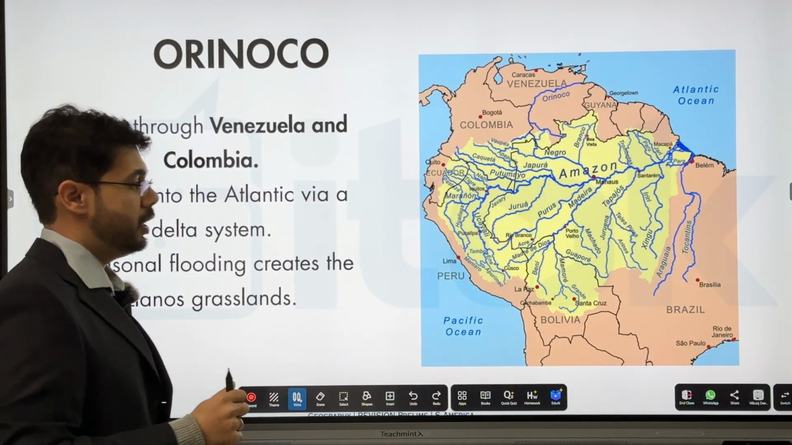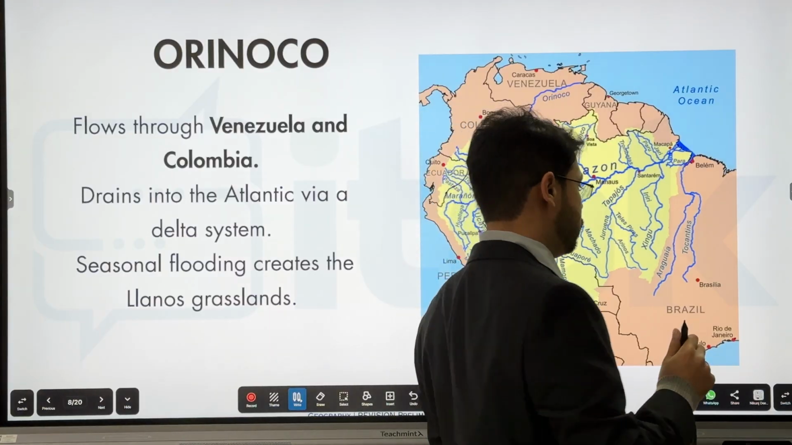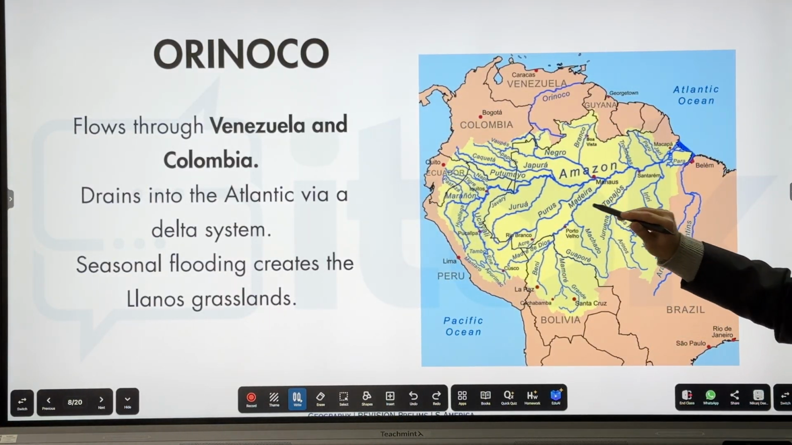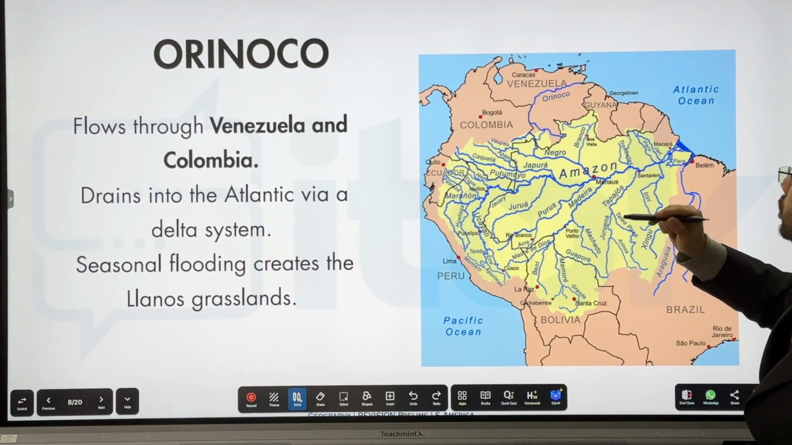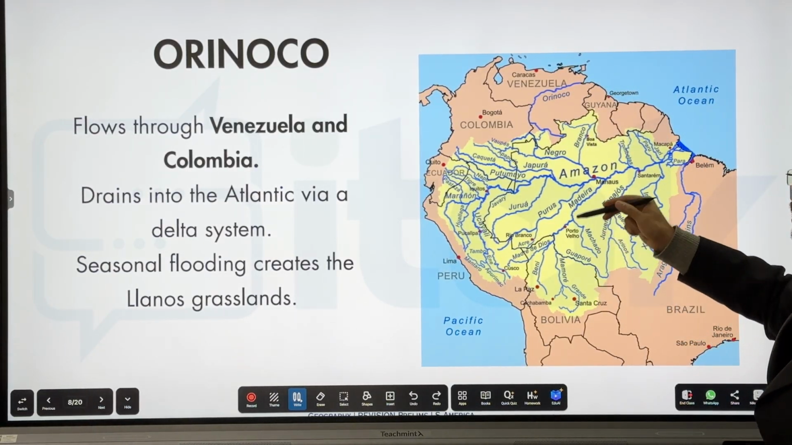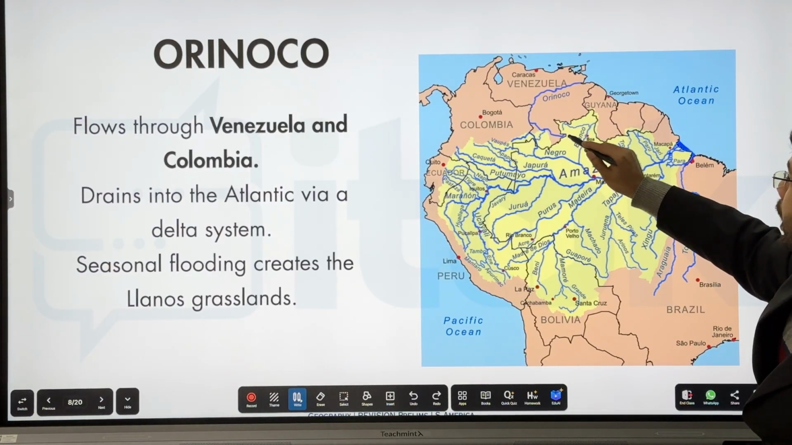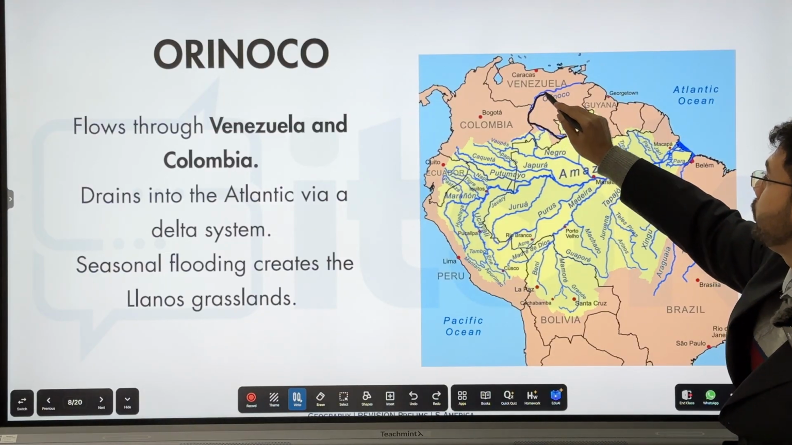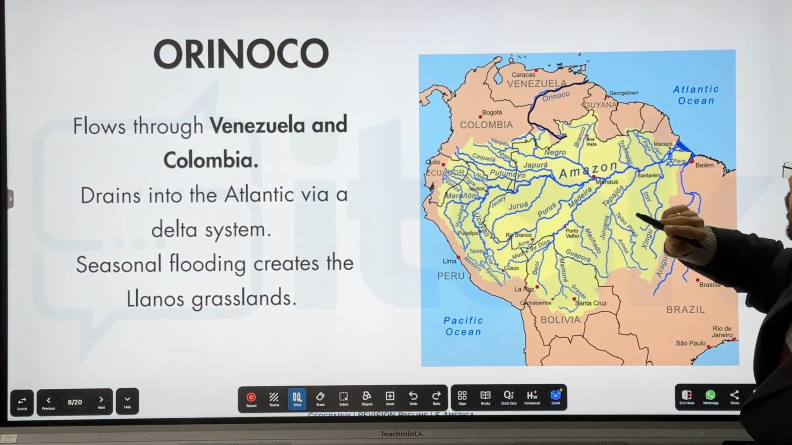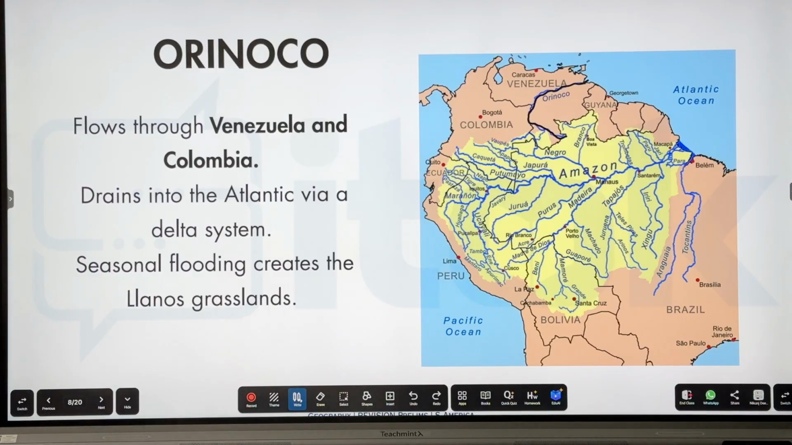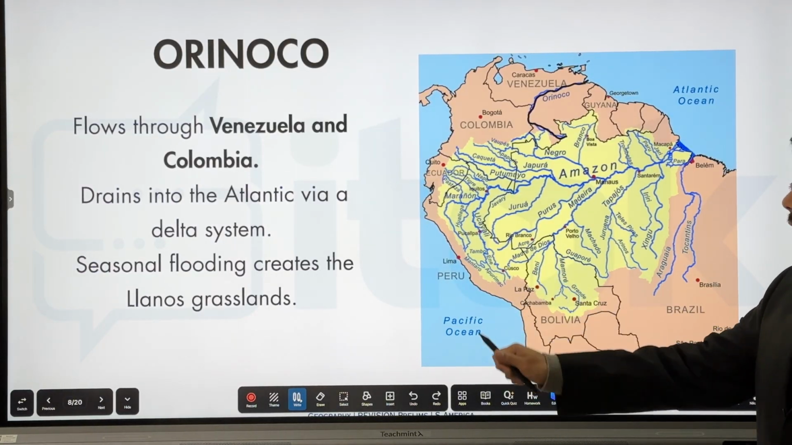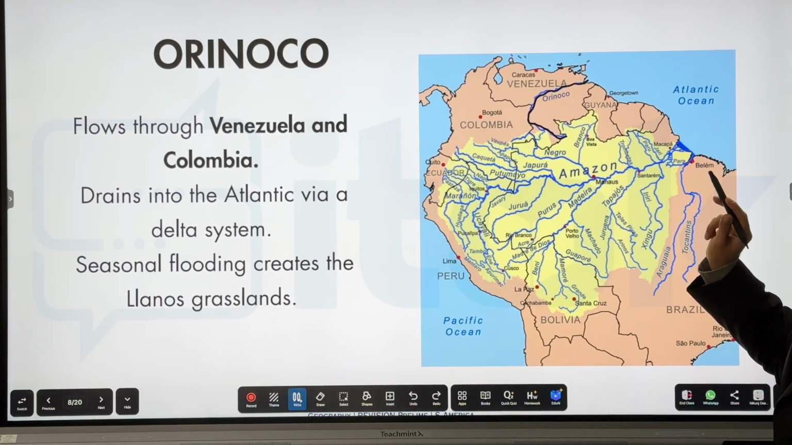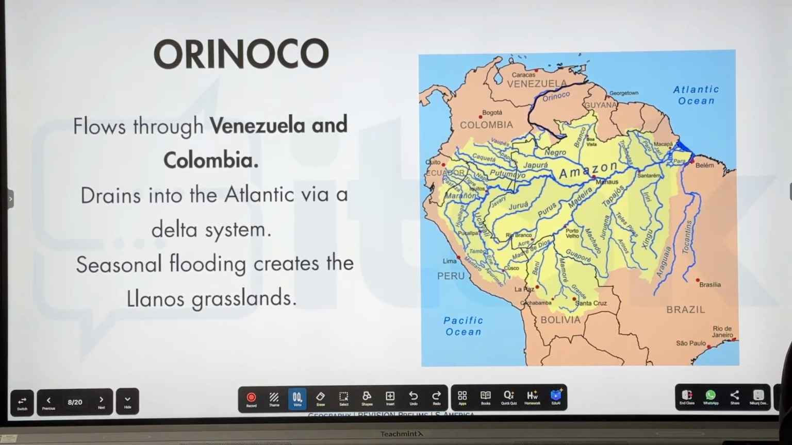Now, Orinoco is another very important river. It's close to the Amazon. Orinoco is a very important river of Venezuela. It has its origin in the Guiana Highlands, and it is flowing from here, forming a huge boundary between Colombia and Venezuela, and then flowing into the Atlantic Ocean. A short river, but extremely important because it forms a good delta system. Along with that, it also is a boundary between Venezuela and Colombia.